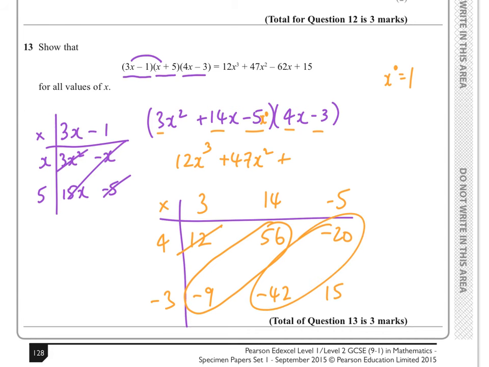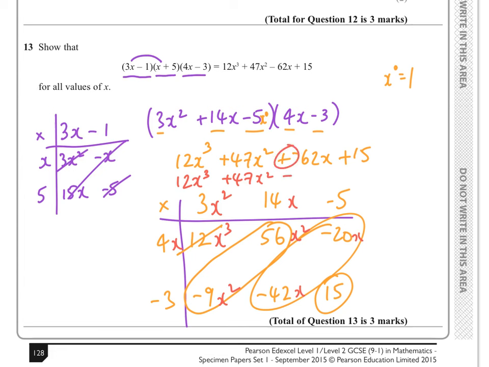Minus 62x, and then plus 15. If that scares you, then just put in these values and you'll end up having all these bits in here. But a faster way, you can just ditch the x squares, the x's and so on, and just go with the multiplication grid really quickly. So just to confirm, 12x cubed plus 47x squared minus 62x plus 15, and that's exactly what we need to show for all values of x.